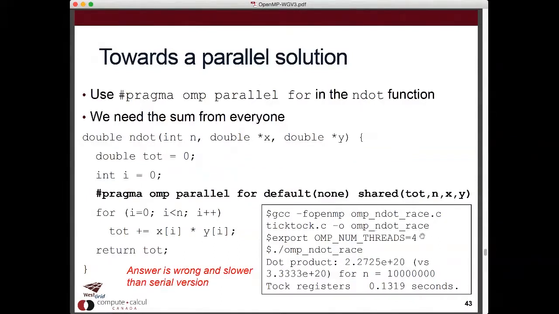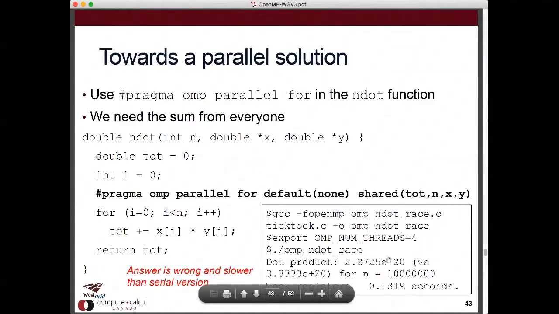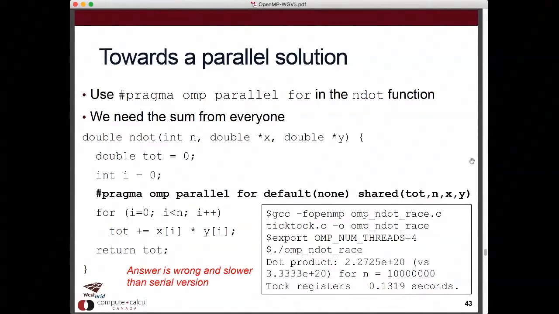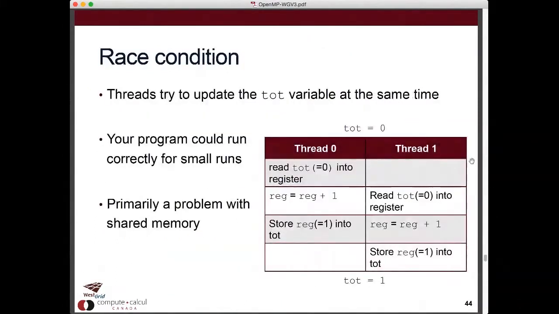And you can compile it with gcc -fopenmp, and this race file, and then make it an executable, omp_n_race, set the variables, and run it. You will see that you are getting wrong results. You will get 2.27 times 10 to the power of 20 versus 3.3. And the runtime is 1.31, which is 130 milliseconds versus the 45 milliseconds that we had before. So the answer is wrong, and it's slower.